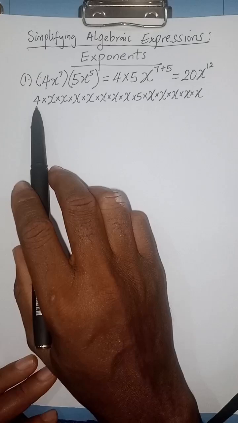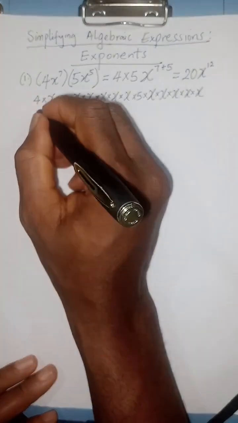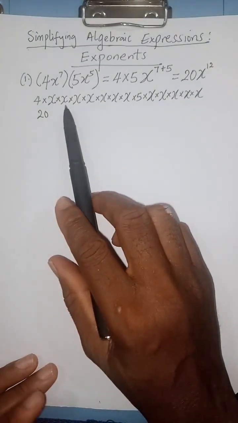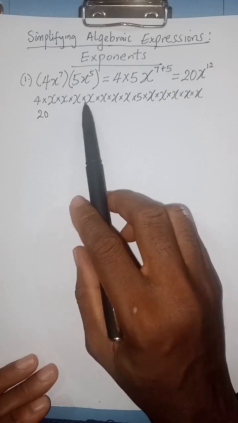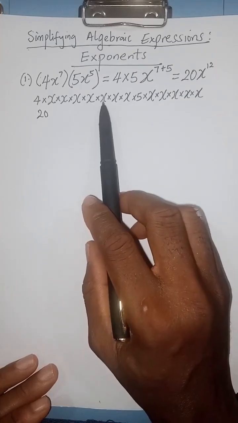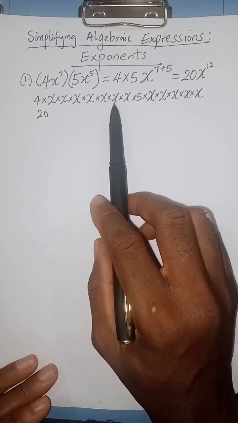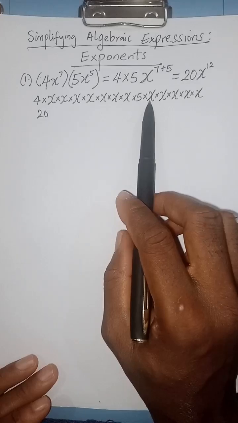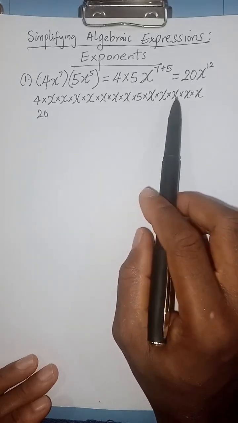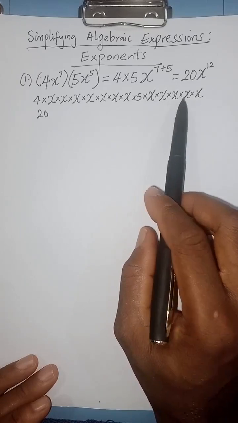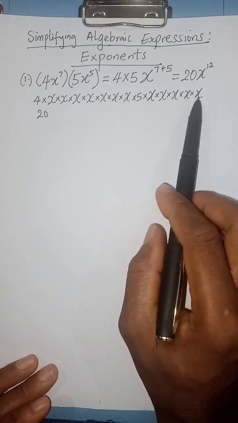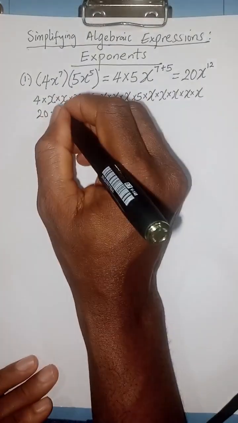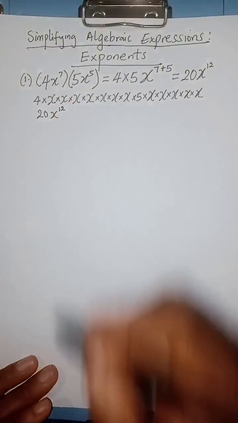Now you multiply the whole numbers, 4 times 5, you get 20. And then x times x squared, times x cubed, times x raised to the power 4, and so on, up to x raised to the power 12. And that's how we got our 20x raised to the power 12.